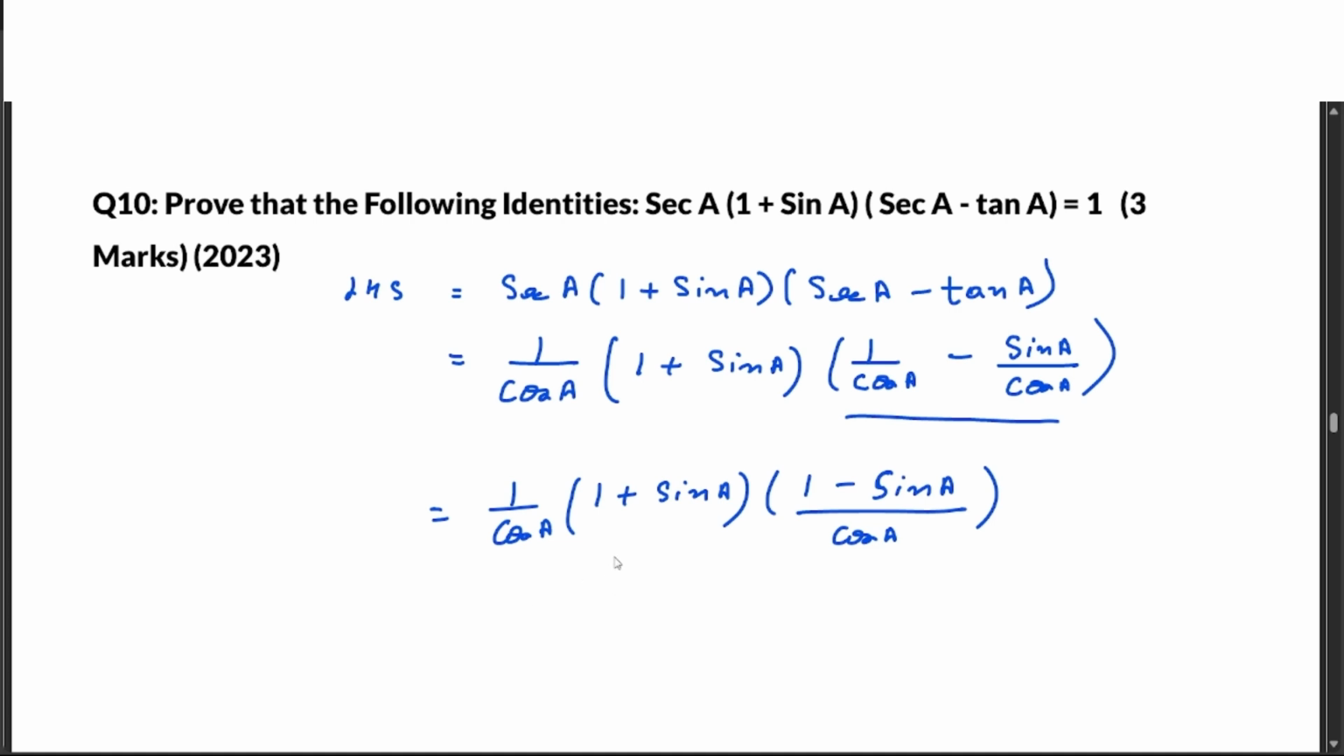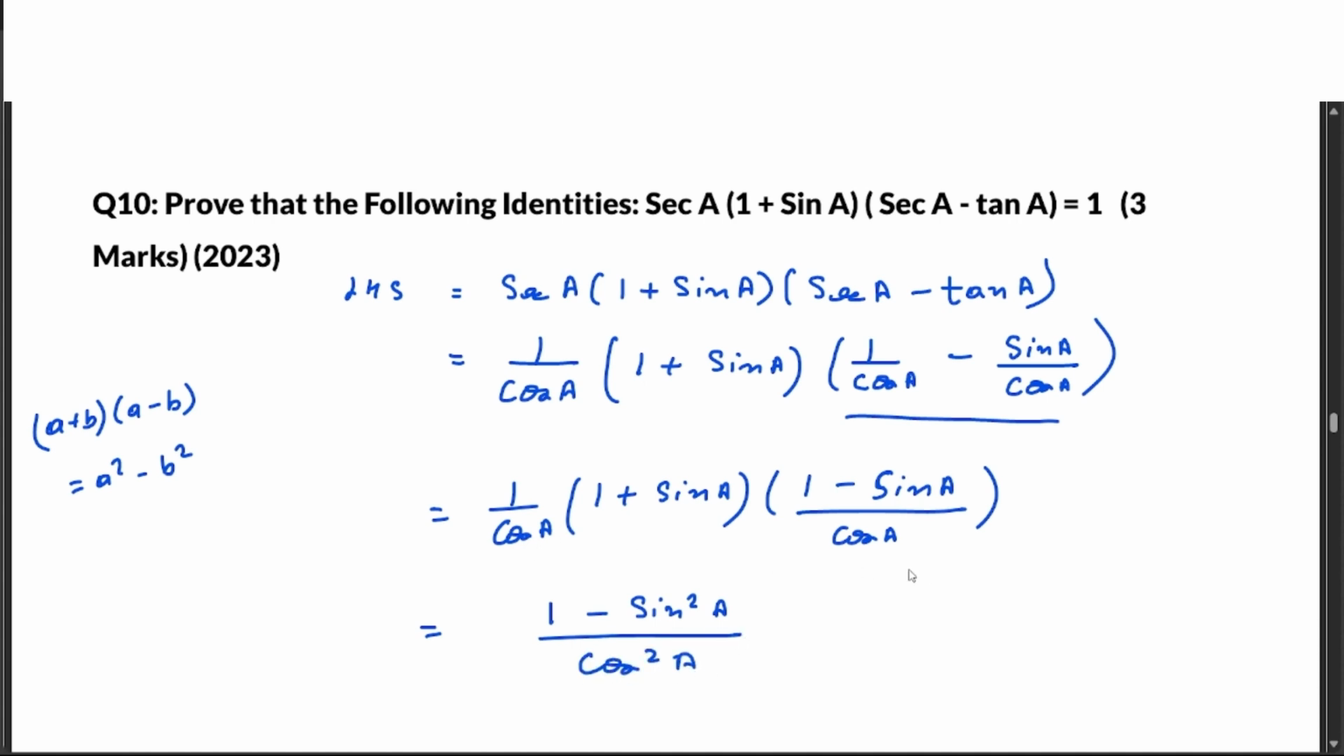Now all these three terms are multiplying, so we can multiply them. So this is (1 plus sin A) times (1 minus sin A). Hope you remember (a plus b) times (a minus b). You have to remember this identity: how much are you always getting? a square minus b square. So the same identity we can follow here. So here we can say (1 minus sin square A) over cos square A.